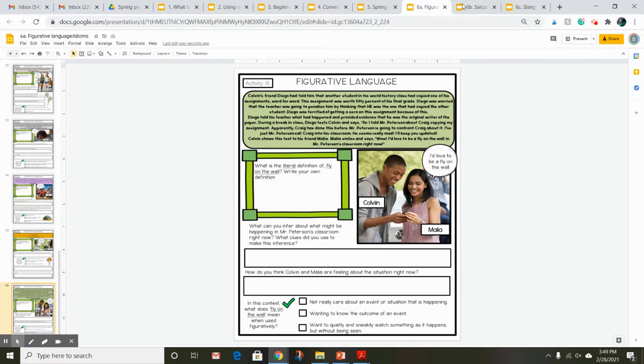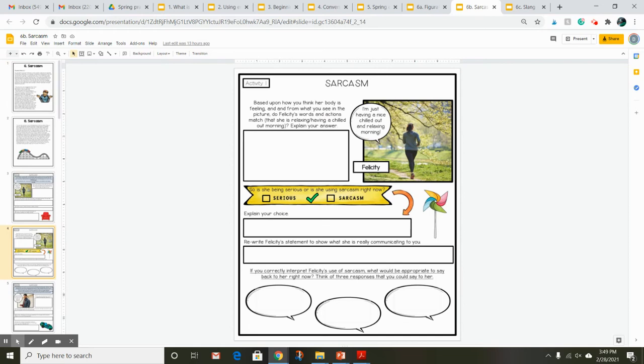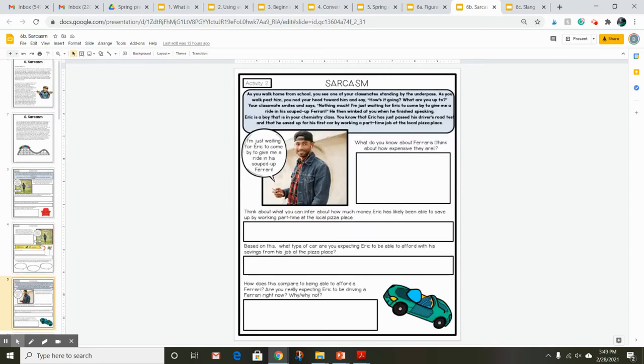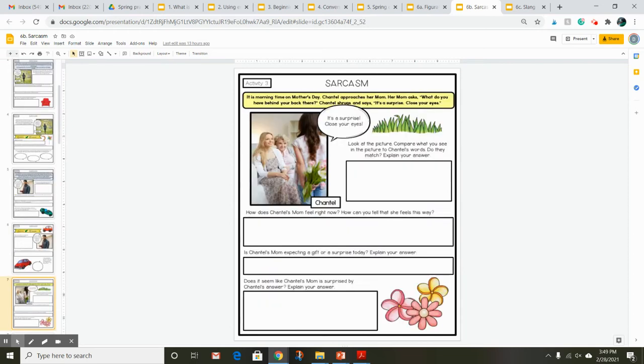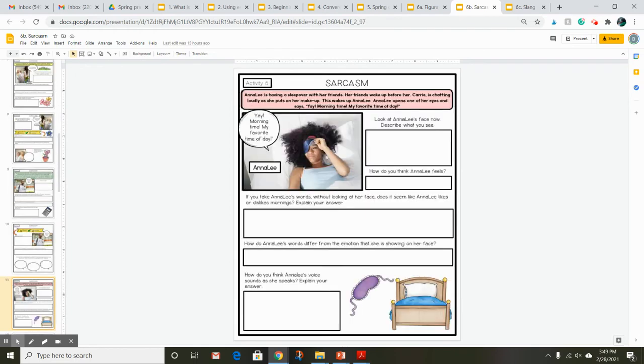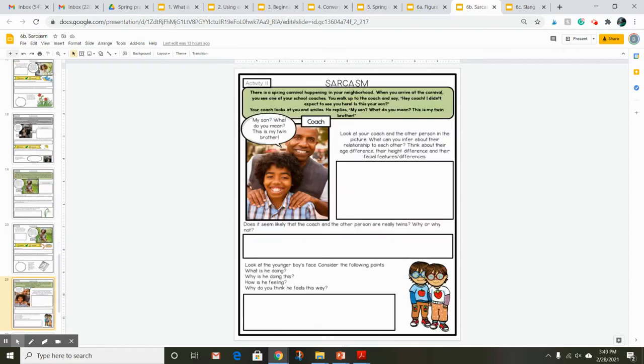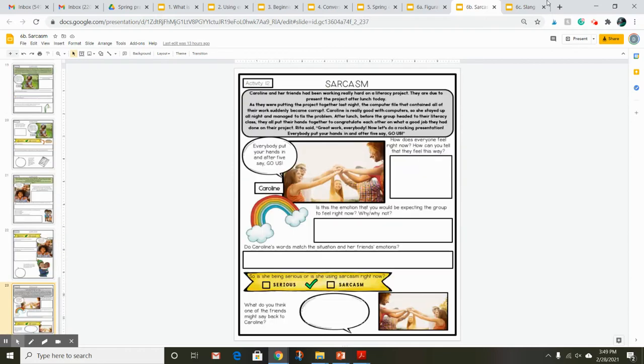Then we have the use of sarcasm. Okay, how to identify sarcasm, is it sarcasm, was it serious? And also then rewriting what the students are really meaning. What do they mean by the use of sarcasm? What could you say back to them?